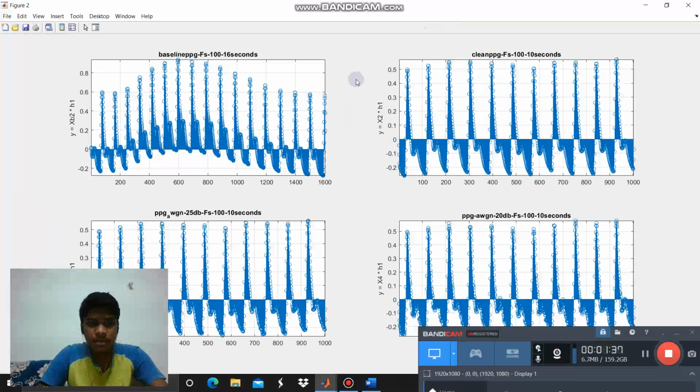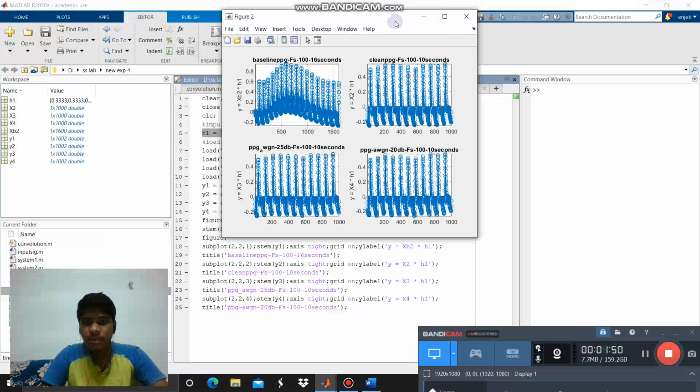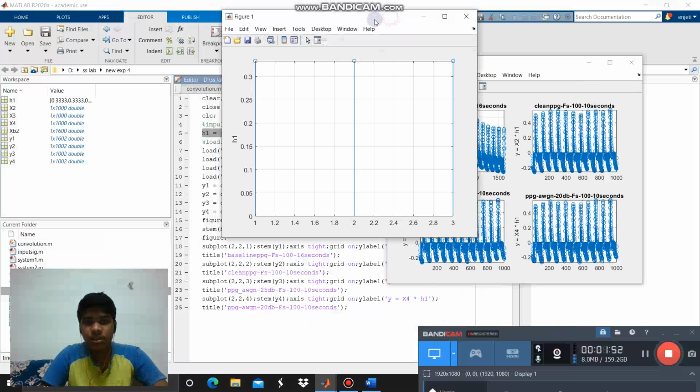As we see in the trend line here, only low frequencies are passed through, so we can say that system 1 is a low pass filter, and this is the impulse response for system 1.